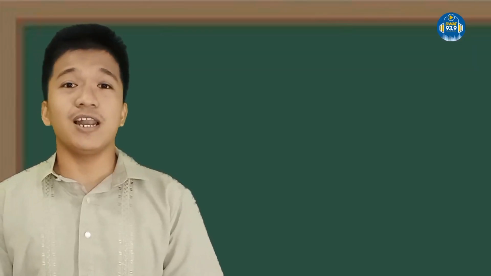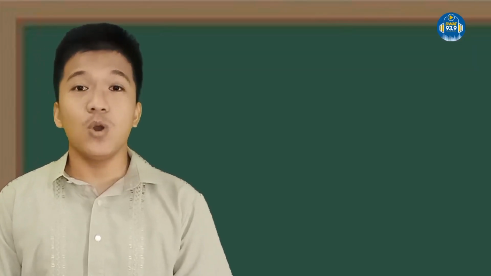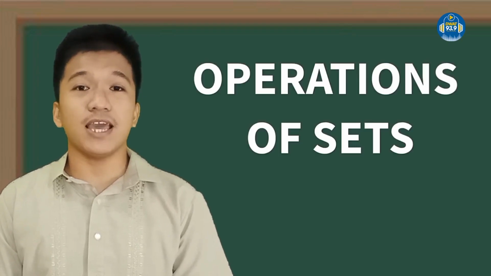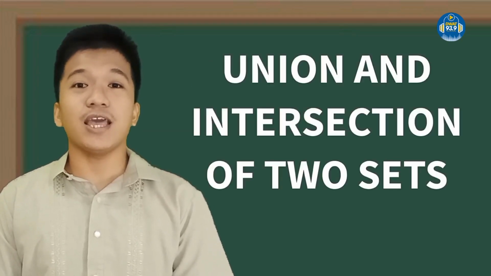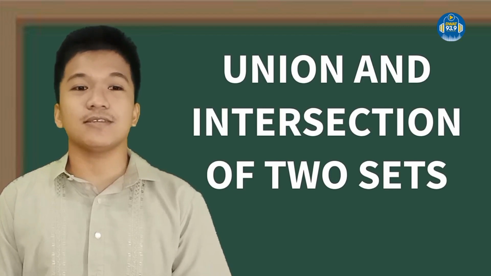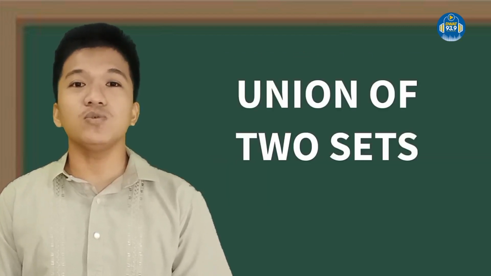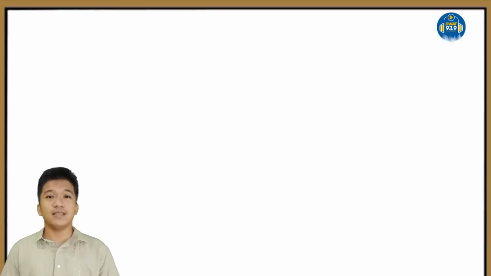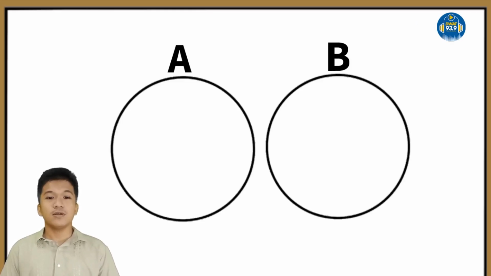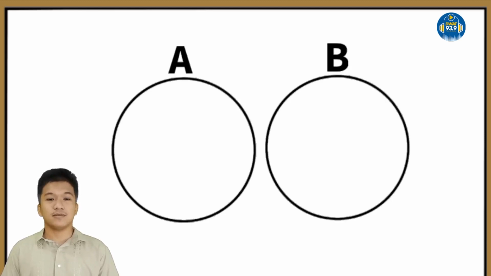We are now on our last topic for this episode, which is the operation of sets, namely union and intersection of two sets. First, let us know more about union of two sets. What do we mean by union of two sets? Think of two sets and name it as set A and set B respectively. Draw two circles representing these two sets.